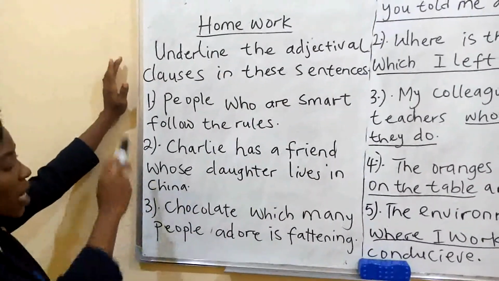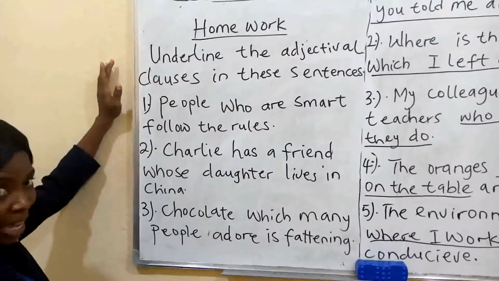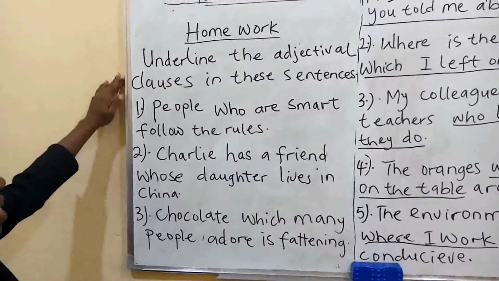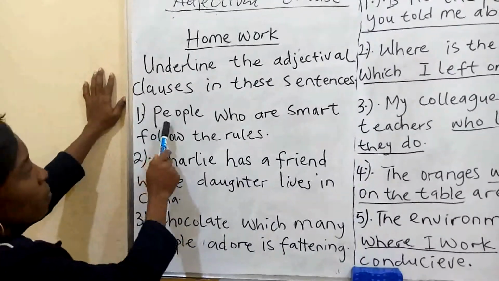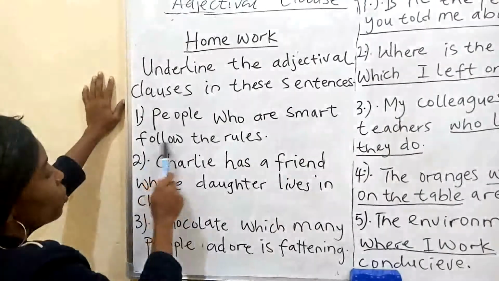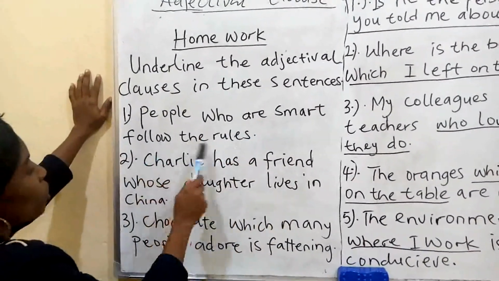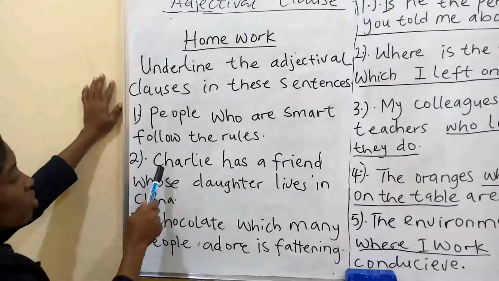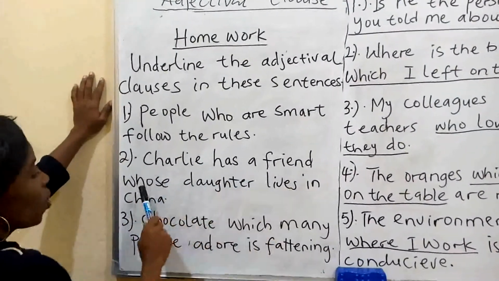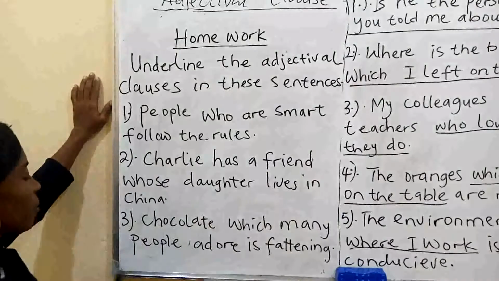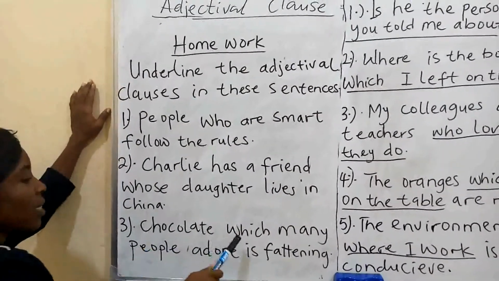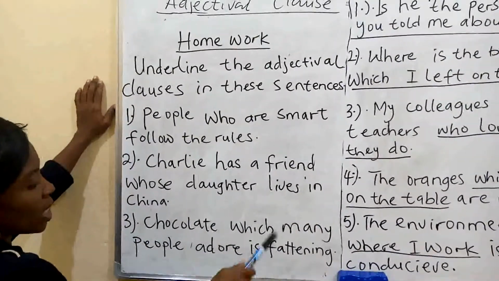We just have 3 sentences. Very simple, I guess, because just 3 sentences. The first one reads, people who are smart follow the rules. The next one is, Charlie has a friend whose daughter lives in China. Number 3, chocolate, which many people adore, is fattening.